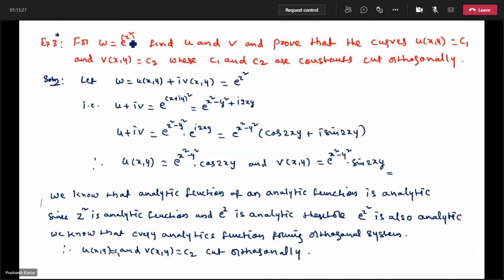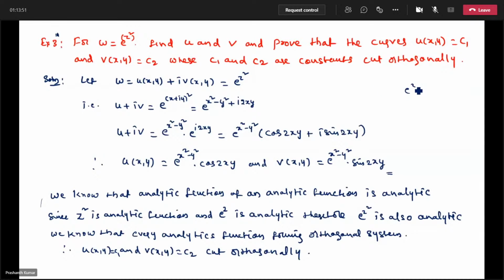Since these two are analytic functions, e to the power of z square is also included in this. E to the power of z, instead of z, we have z square. E to the power of z is an analytic function. E to the power of x is an analytic function means what? Anything in this, x, whatever it may be.